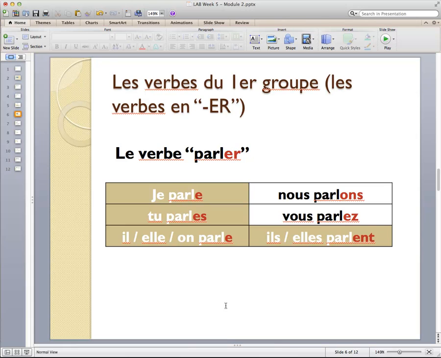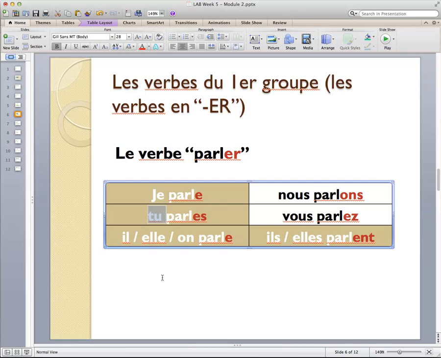for ils and elles. Now, just as with être, you cannot change the verbs around. You can't change them around here either. You can't, for example, take the parlons form and stick it over here with tu. That would sort of be like saying we is talking instead of we are talking.